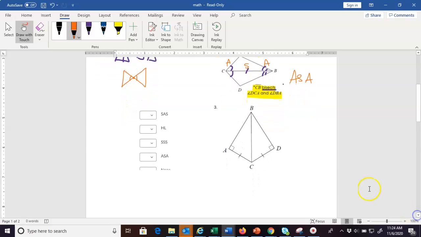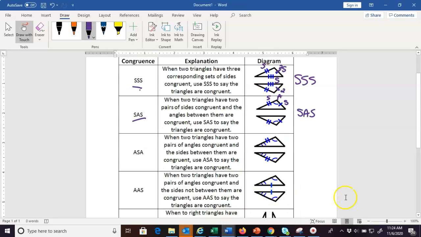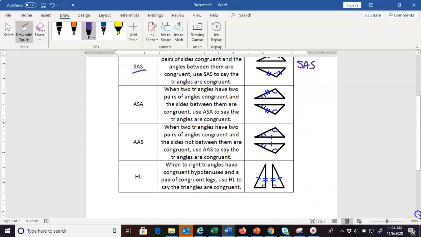Okay, here's another example, number 3. Here, these two triangles are stuck together at BC, so that's our reflexive side. I chose 2 tick marks because 1 tick mark is already being used in the diagram. And whenever we have right angles, we should always think about a right triangle and hypotenuse leg. So remember, across from the right angle is the hypotenuse. So here we have a hypotenuse marked and a leg marked. This is HL. And you can always reference back to this diagram if you need to. There's HL down there.